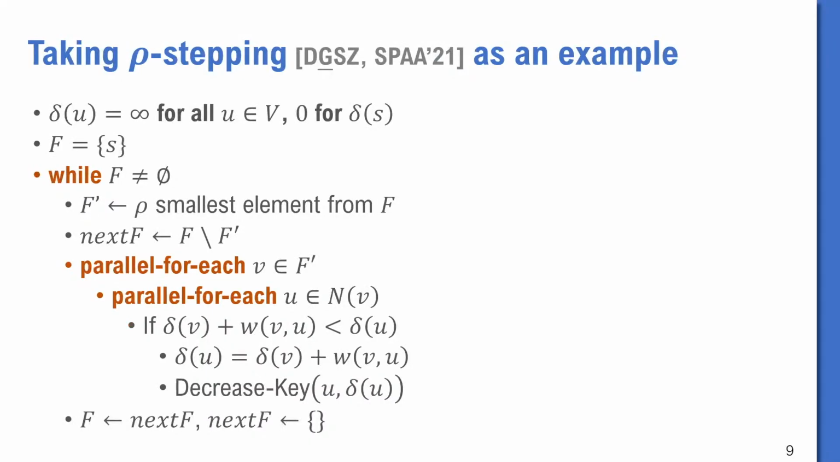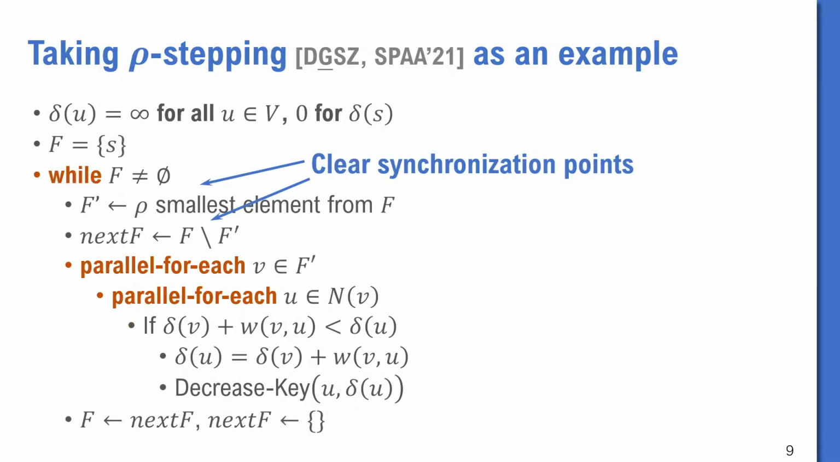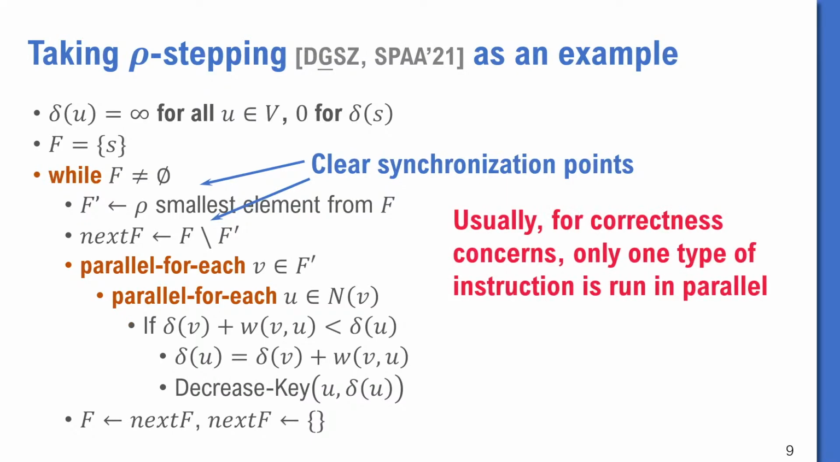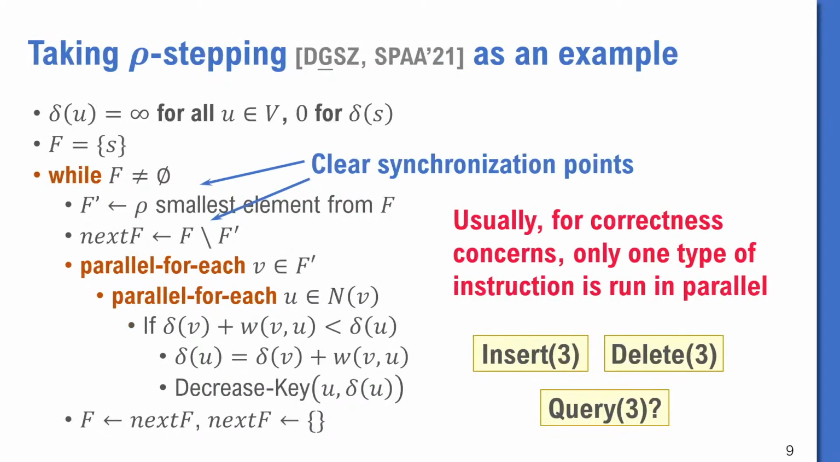One thing you can notice is that you have the extract min and the decrease key running in a parallel way, but there are clear synchronization points here. When you're extracting keys, you're only extracting keys, and vice versa. This is usually for correctness concerns. For example, if I have insert 3 and delete 3 together, and I query 3, should 3 be in my data structure? It depends on the order I process them.